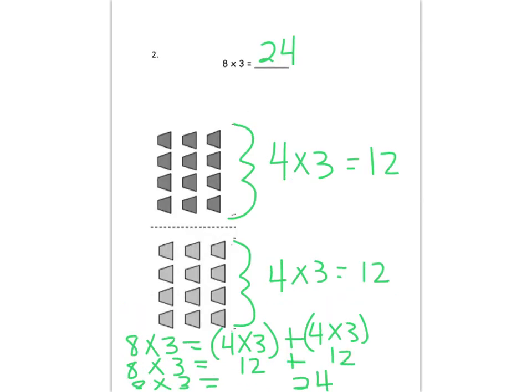Here's the answer to the second problem that you did. 8 times 3 equals 24. I've labeled my 2 new arrays, my 2 new multiplication problems that match the array, and I solved it with my equation down below. So 8 times 3 equals 24.